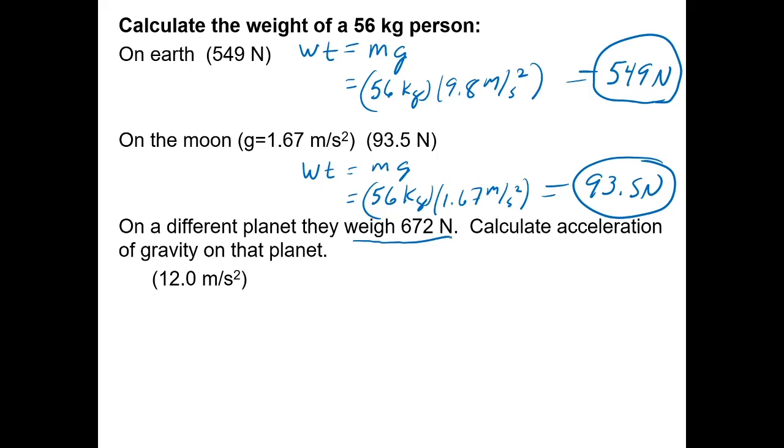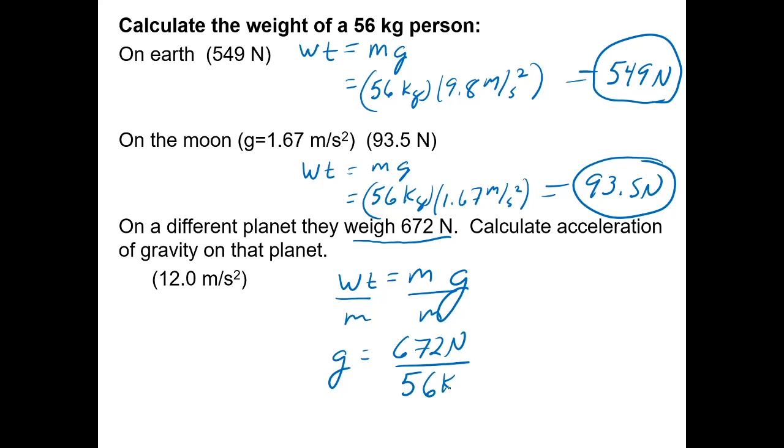Now maybe these people are fortunate enough to go to another planet. On that planet, the person feels heavier. Their weight is 672 newtons. We're interested in the acceleration of gravity on that planet, the g on the new planet. So we'll divide by m. And remember, their mass doesn't change. A newton is a kilogram meter per second squared, so kilograms will cancel. Yeah, I believe that number: 12 meters per second squared.